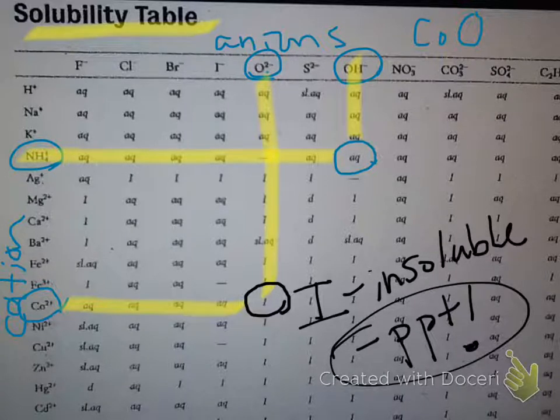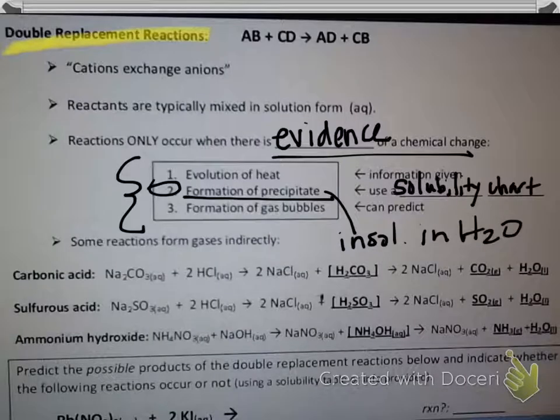Now, why is that important? We're going to go back, because I think the solubility table is easy to use. The formation of a precipitate is one of the evidences that a chemical change occurs. So if I tell you that a precipitate formed, like here's AB, if I mix this with solution CD, when I mix them, a precipitate formed.